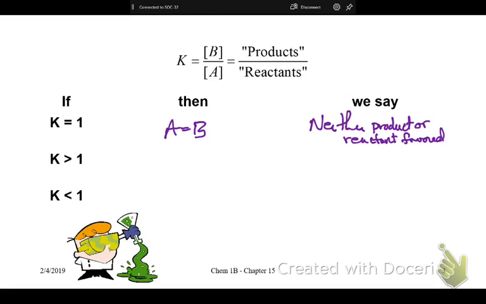Now, K can be bigger than 1. There's like 3 possibilities, right? Equal to 1, bigger than 1, less than 1. Those are the 3 possibilities. So if K is bigger than 1, that means when a reaction gets to equilibrium, what do I have more of? Products. Will be product, right? Heavy, a lot of products. So B will be greater than A. And we say it's product favored.